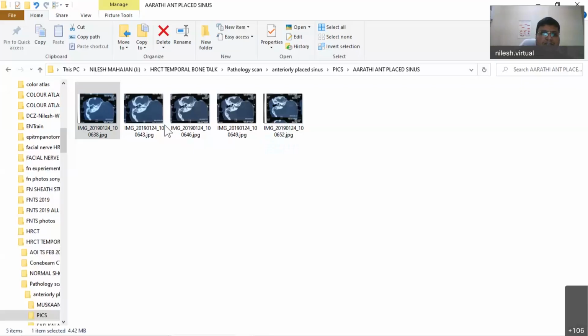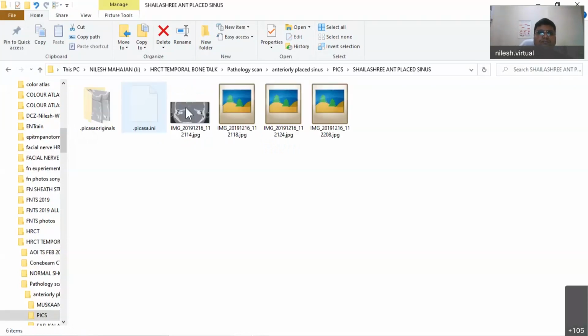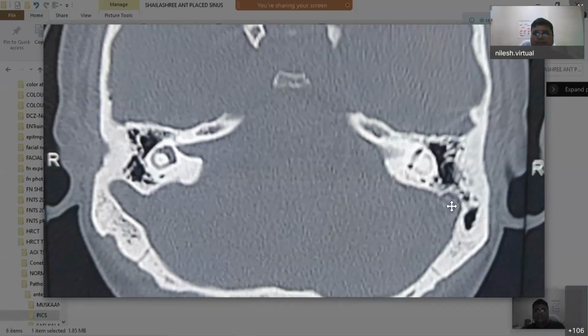We'll see another photo. Here you see the sinus, compare with the opposite side. What I was telling you, draw a rough line from the petrous apex. We'll see the normal side. Anyway, both sides are normal. We'll see the left temporal bone. This is my right side. So this is the left temporal bone.